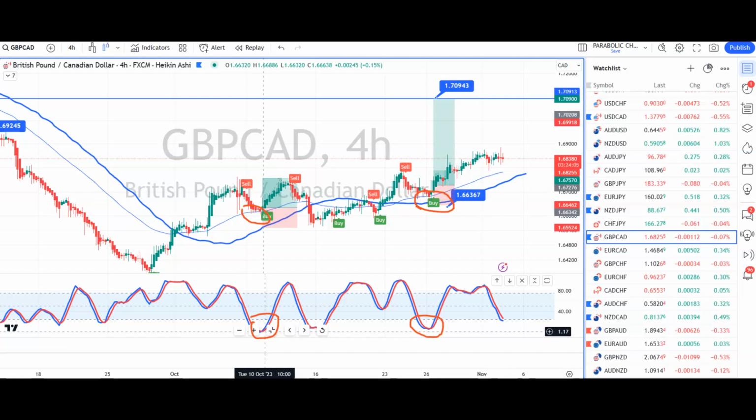But there's the swing low, retesting the 50 EMA, which we prefer. Tick, tick, and then of course then you've got your buy signal.